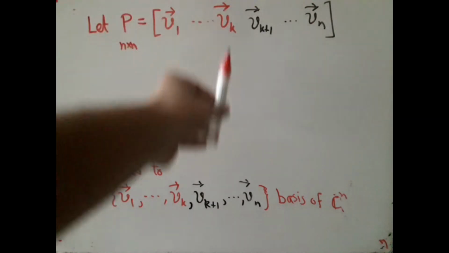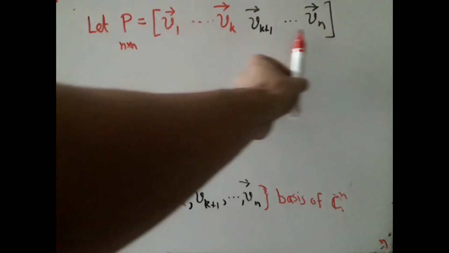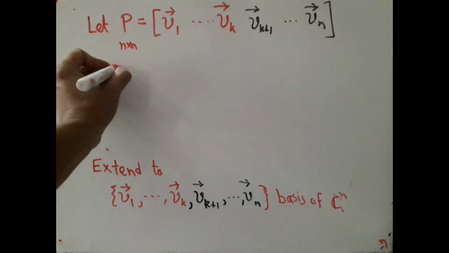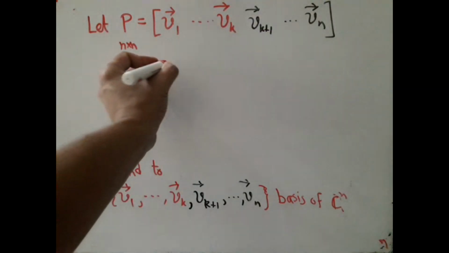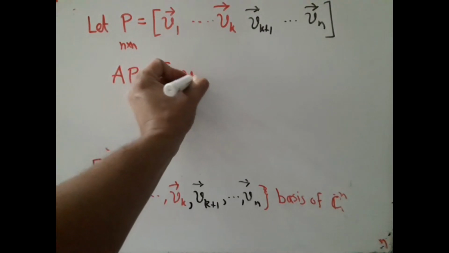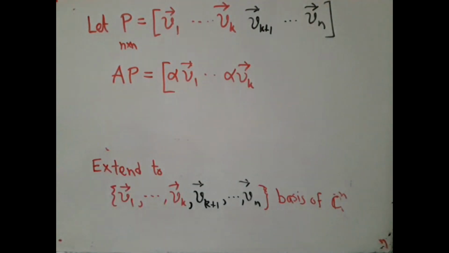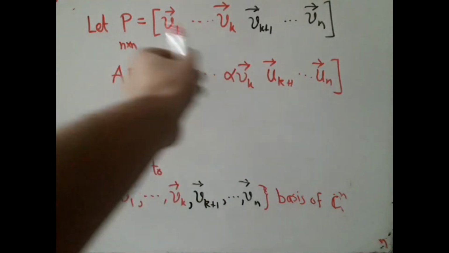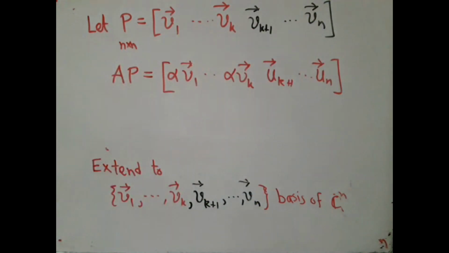So P has the first k columns given by the basis of the eigenspace and the remaining n minus k columns are whatever I need to fill them up. Now I shall do A times P. Once I do that, A multiplies all the columns individually and this will be alpha V1, ..., alpha Vk, followed by just anything. I do not know what these are. So they are A times Vk+1, ..., A times Vn, whatever that is. I do not have any structure for them, it is something.